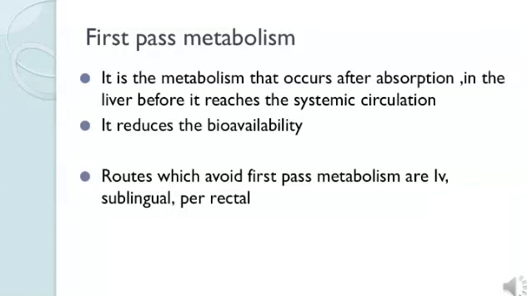What is happening, especially in the liver, after absorption and before going into the blood? We say it is first pass metabolism. It reduces the bioavailability. For example, when it is taken orally, it is absorbed in the GI tract, goes to the liver, gets metabolized and comes back to the blood. The metabolized drug, after absorption, goes to the blood for distribution.